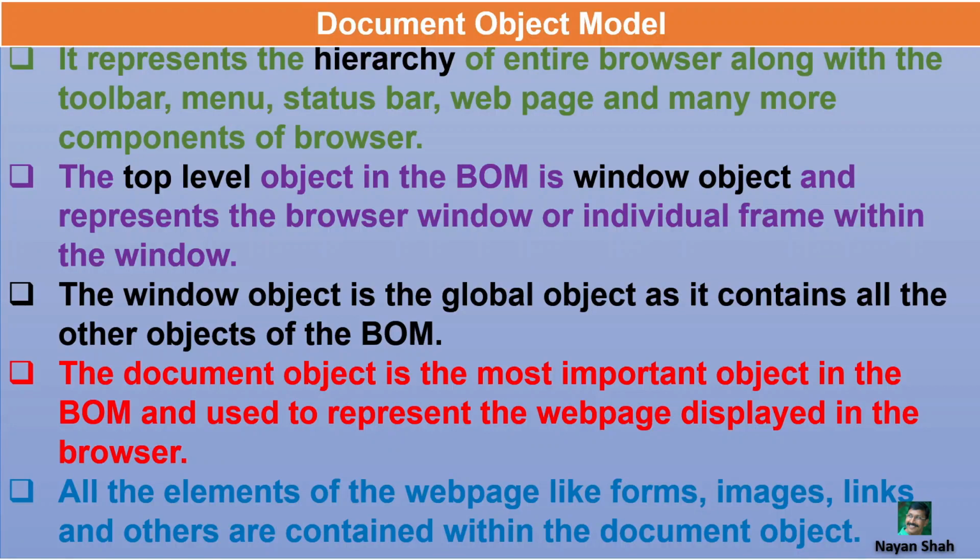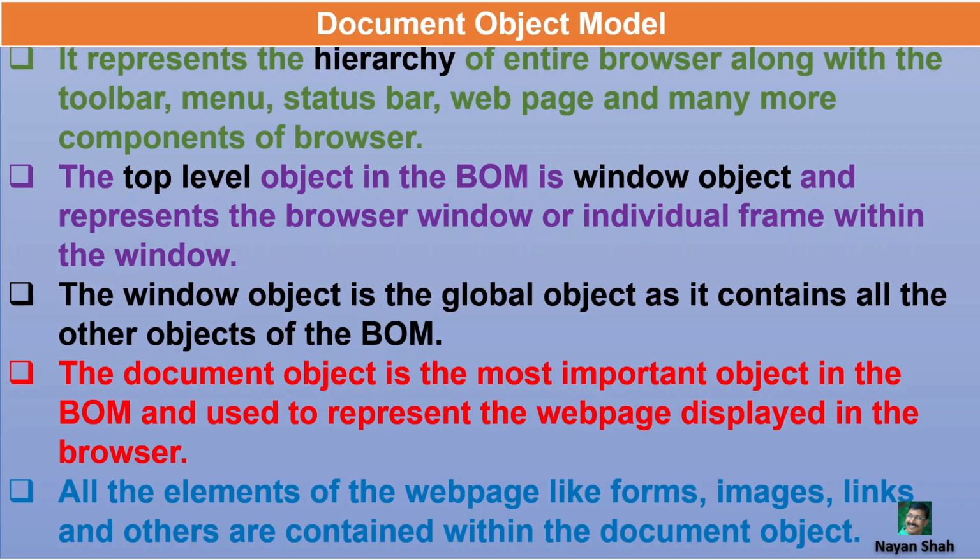So let us see something in detail about the document object model. The document object model represents the hierarchy of the entire browser along with its toolbar, menu bar, status bar, web page, and many more components of the browser. Though our document object model diagram has not shown all these things, it is possible to represent the entire hierarchy where toolbar, menu bar, status bar and everything is included. We have just considered the web page in that.